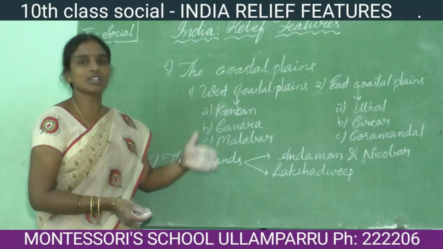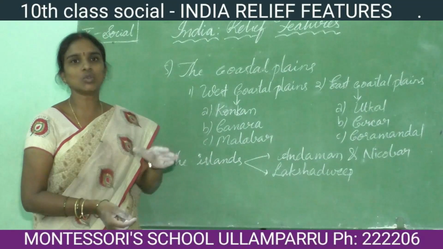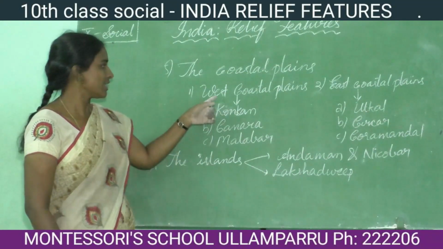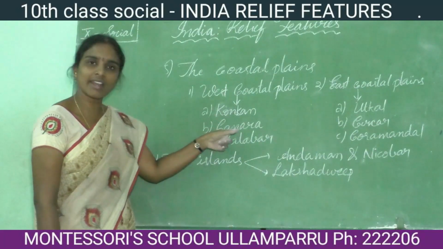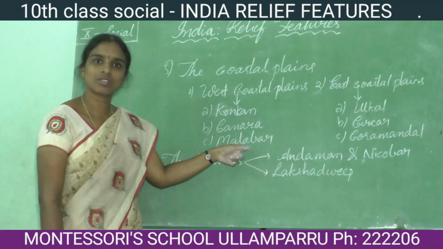Again, these coastal plains are divided into three coasts. See, the west coastal plains: Konkan coast, Canara coast, Malabar coast.